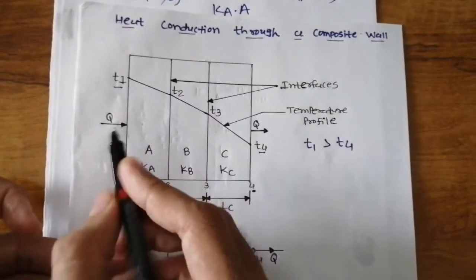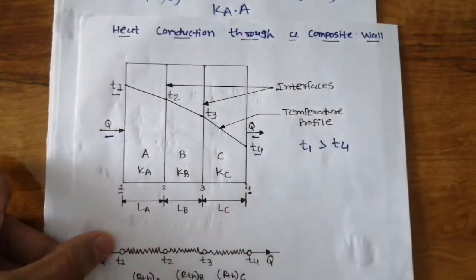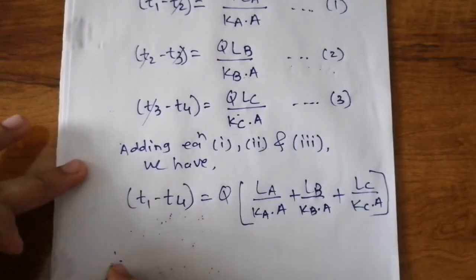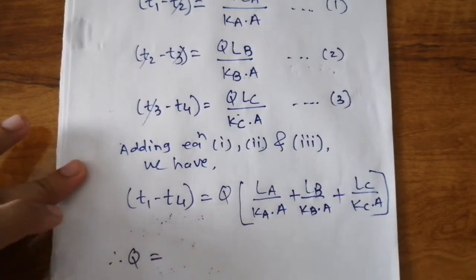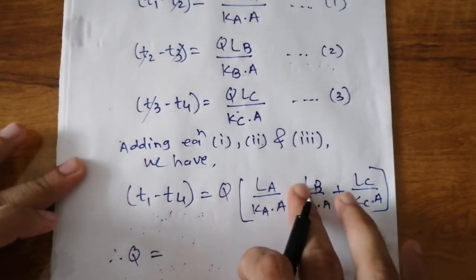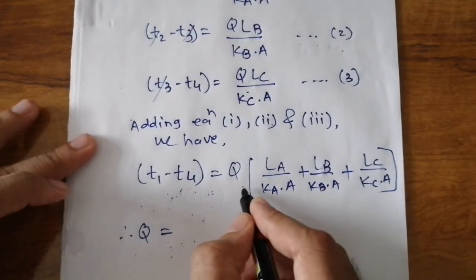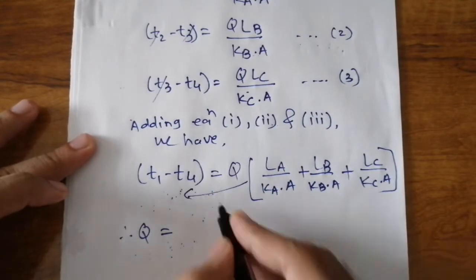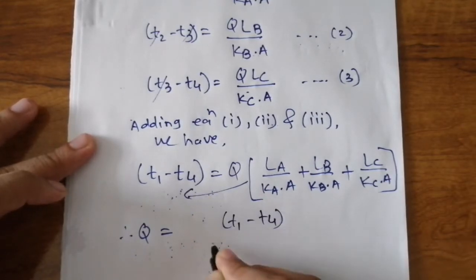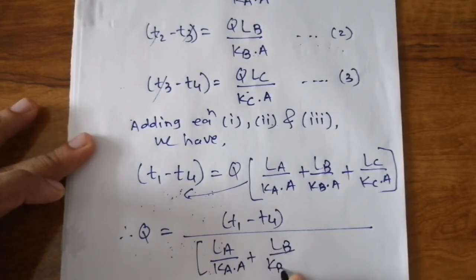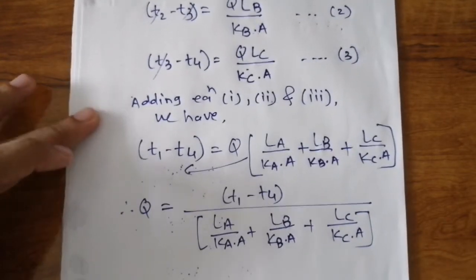But we require the rate of heat transfer, it means we require the equation in the form of Q. So we rearrange this equation once more. Q is equal to T1 minus T4 divided by the whole bracket: LA by KA into area plus LB by KB into area plus LC by KC into area.